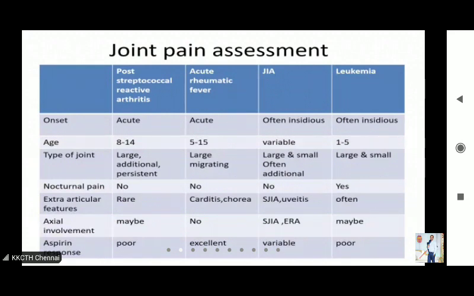Remember that this condition called Reiter's disease, which was a triad of conjunctivitis, urethritis, and arthritis, we don't call it anymore. They're all grouped under reactive arthritis. We don't call them Reiter's disease anymore.